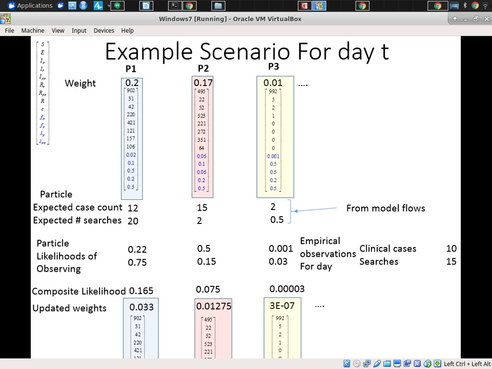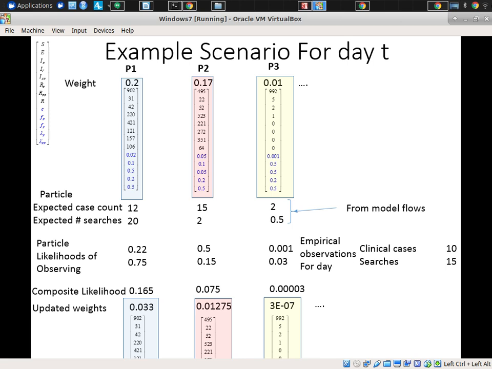And as we run the model, each particle will have a complete view of the world in terms of the state vector we talked about earlier. That complete view of the world will induce an expectation of how many people it thinks should be getting infected. And of those, based on this dynamic parameter F sub P, it induces how many people it thinks should be presenting for care most likely. And similarly with number of searches. That's on a particle by particle basis.